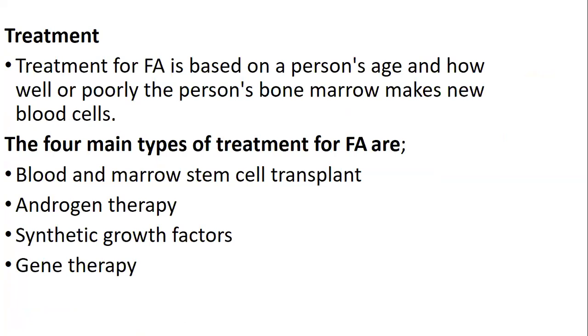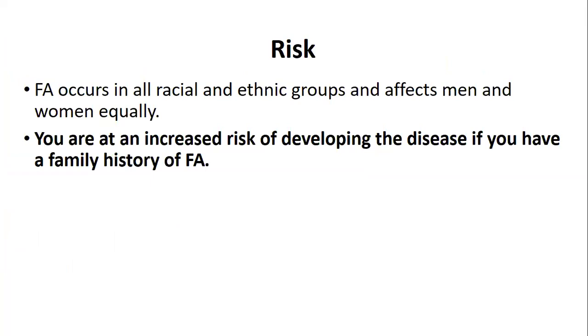Treatment for this type of anemia is based on the person's age and how well or poorly the person's bone marrow makes new cells. The four main types of treatment are bone marrow stem cell transplant, androgen therapy, synthetic growth factors, as well as gene therapy. Fanconi anemia occurs in all races and ethnic groups, and it affects men and women equally. You are at an increased risk if you have a family history of Fanconi anemia.